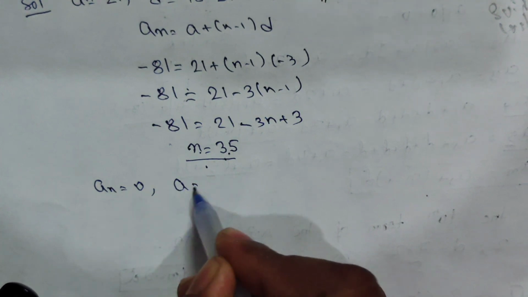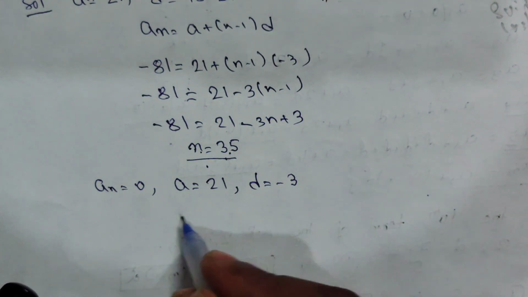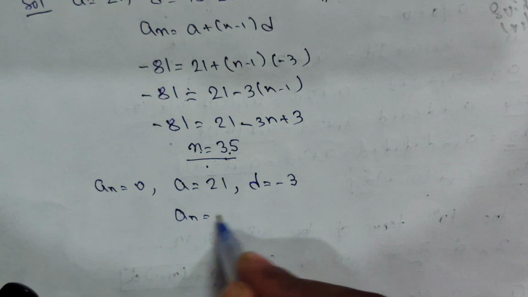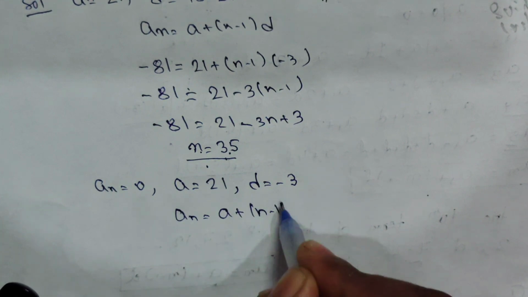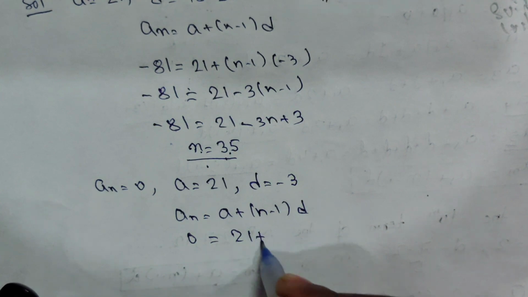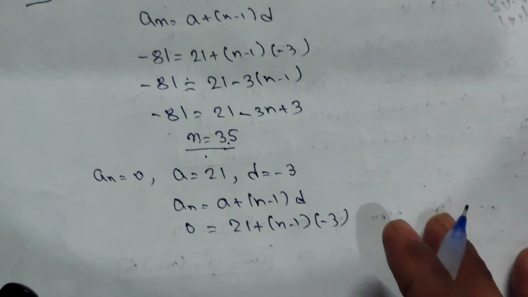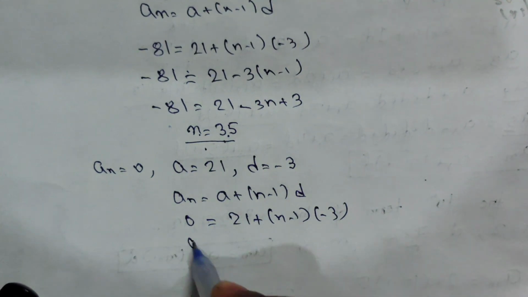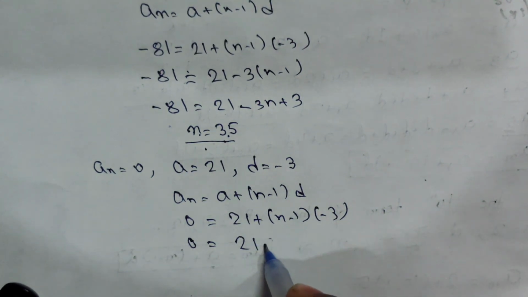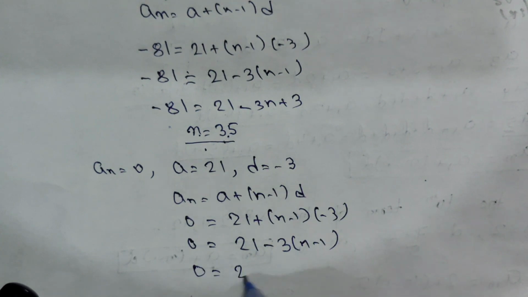So a as usual 21, d is the same, minus 3. So write the equation: a_n is equal to a plus (n minus 1)d. a_n they told you is 0. a value is 21 plus (n minus 1), d is minus 3. So simply we'll solve this: 0 is equal to 21 minus 3(n minus 1), so 0 is equal to 21 minus 3n plus 3.